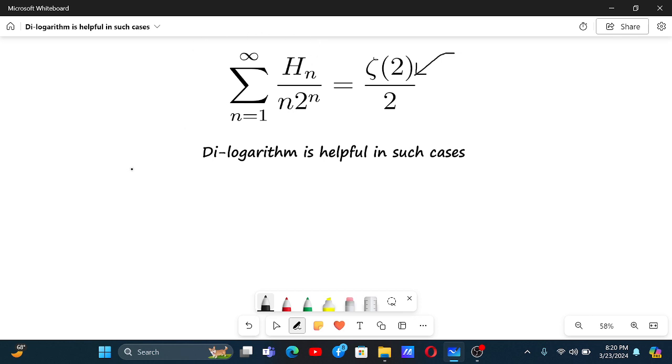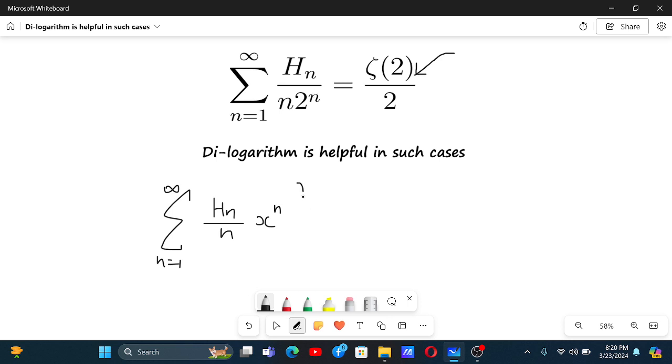So this is basically the generalized sum expression: sum of H_n by n times x to the power n, and then we will substitute x as 1 by 2. That will do our work.